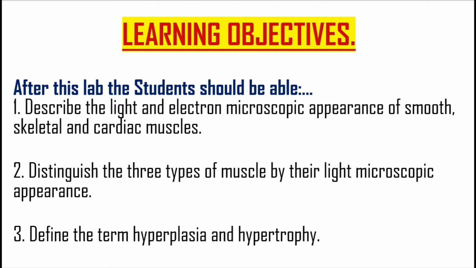The learning objectives after this lab: the student should be able, number 1, to describe the light and electron microscopic appearance of smooth muscle, skeletal muscle, and cardiac muscle. We're looking at these 3 muscles in this lab and their histology. Number 2, distinguish the 3 types of muscle by their light microscopic appearance. Last but not least, number 3, define the terms hyperplasia and hypertrophy.